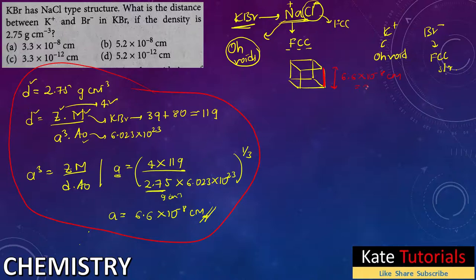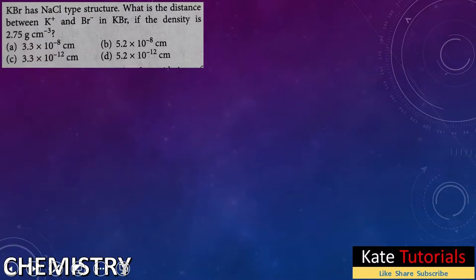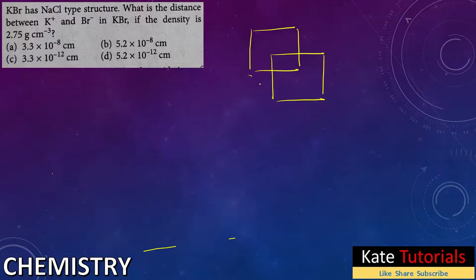But what they have asked is the distance between K plus and Br minus, so we should know that. Let me draw the structure so that you will understand carefully. If this is the unit cell whose length is a, and we know that in KBr, Br minus will form FCC, which means it will occupy corners and faces.